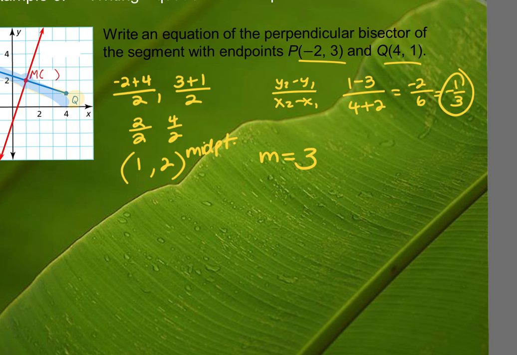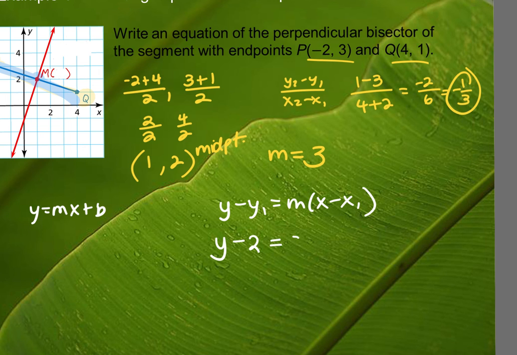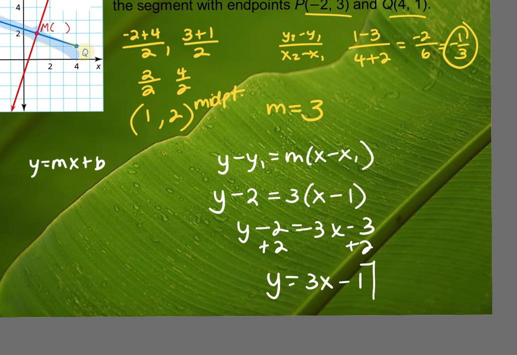Now I need to find the equation of a line with those two pieces of information. You can either plug it into y equals mx plus b, or you can plug it into point slope, because that's what you have. y minus y1 equals m times x minus x1. So y minus 2 equals 3 times x minus 1. y minus 2 would equal 3x minus 3. Add the 2, and y equals 3x minus 1.